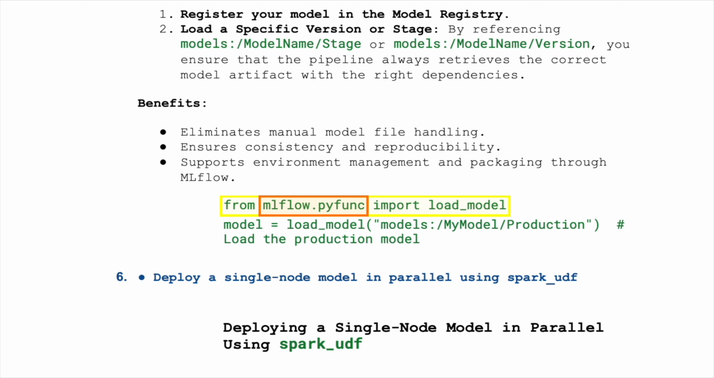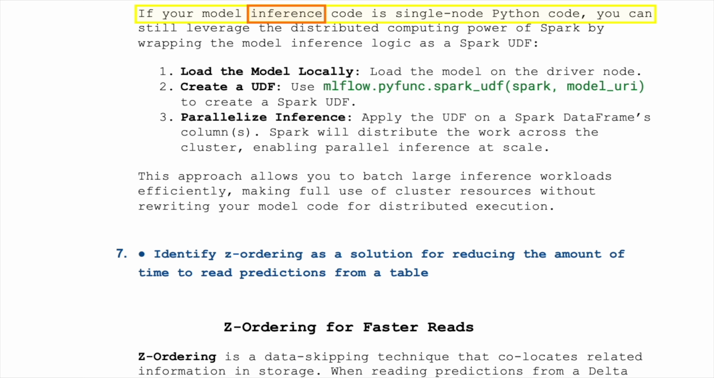from mlflow.pyfunc import load_model; model = load_model("models:/my_model/production") # load the production model. 6. Deploy a single node model in parallel using spark_udf. Deploying a single node model in parallel using spark_udf. If your model inference code is single node Python code, you can still leverage the distributed computing power of Spark by wrapping the model inference logic as a Spark UDF.